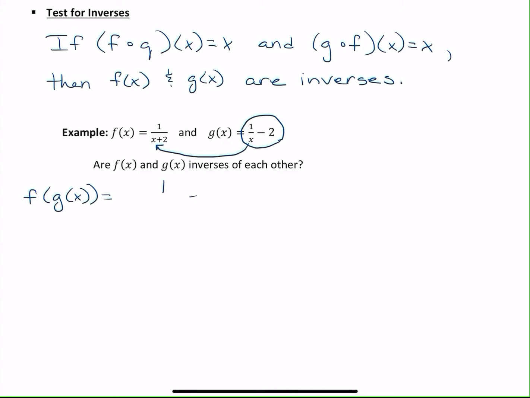So I've got 1 over where this x is, I'm going to plug in 1 over x minus 2, and then I still have that plus 2 from f of x. So this part is my g of x. Now that looks kind of ugly, but it actually simplifies down pretty easily. I've got 1 over x because the negative 2 and the 2 combine to be 0.